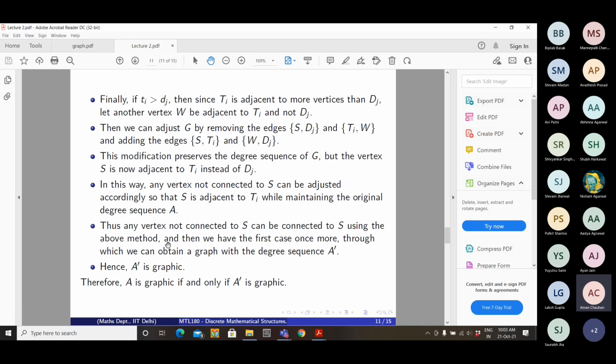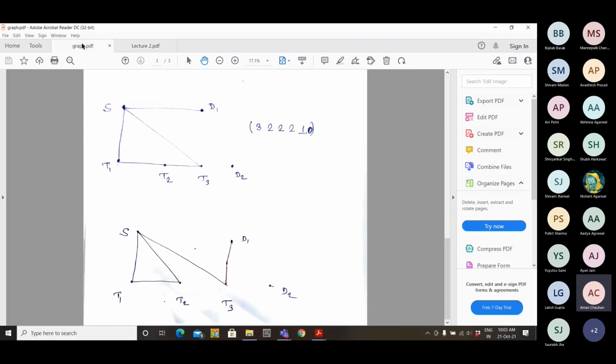In case 2, sorry, earlier we had Ti equal to Dj. But if Ti is strictly greater than Dj, what happens? Again, let's look at the picture. So here we have this S, and this S is adjacent to D1 as earlier, because S is not adjacent to some vertex, say T2.